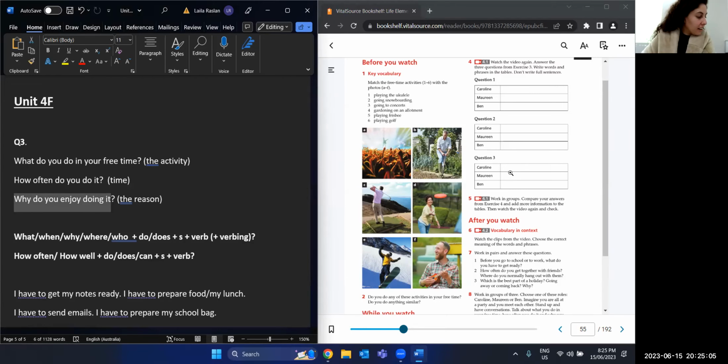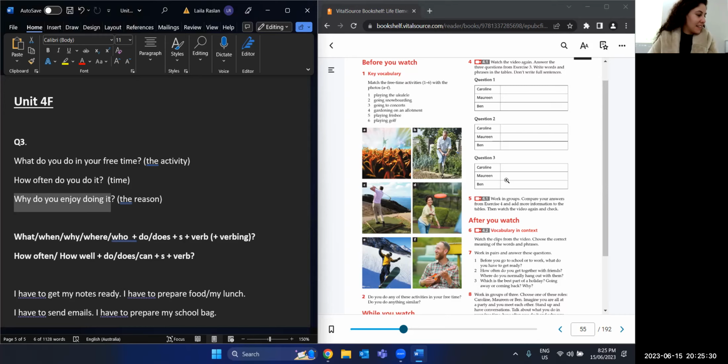What's the reason for Caroline? She loves making music, getting together with friends. That's a reason. Maureen, why does she like gardening? She loves the fresh air. That's a reason. And eating the vegetables. That's the best part.